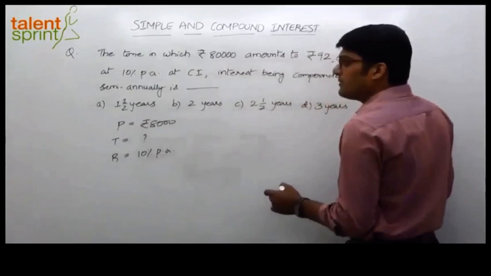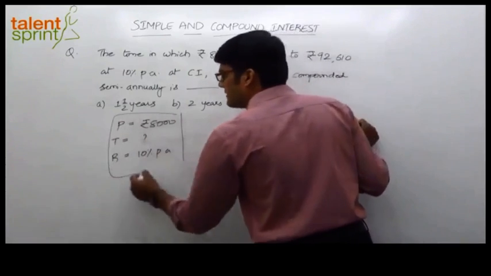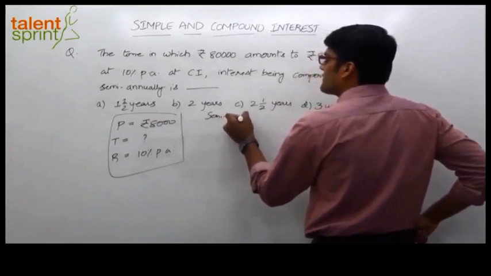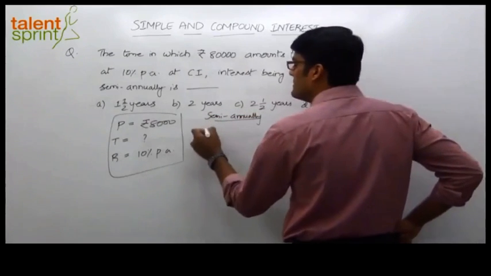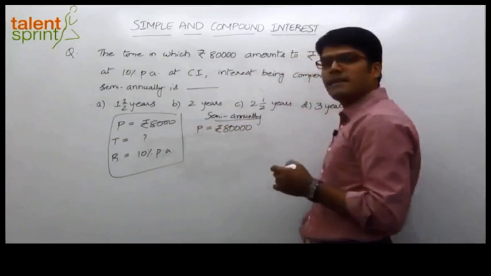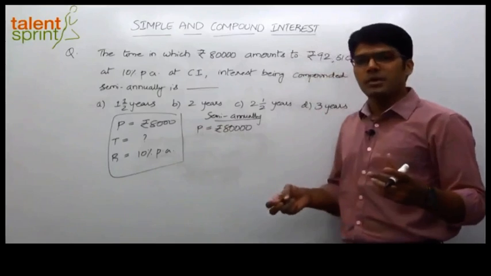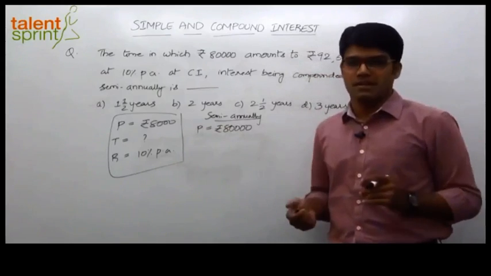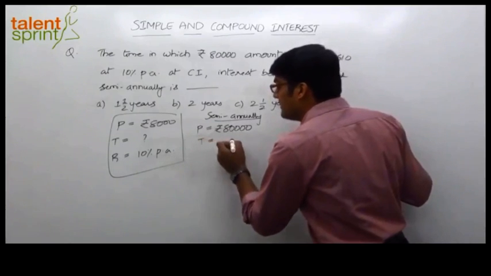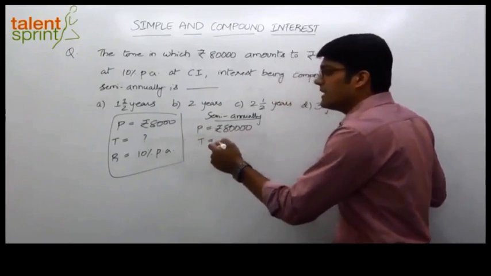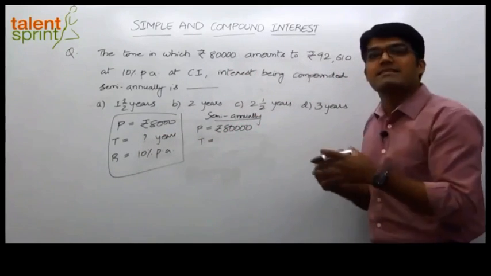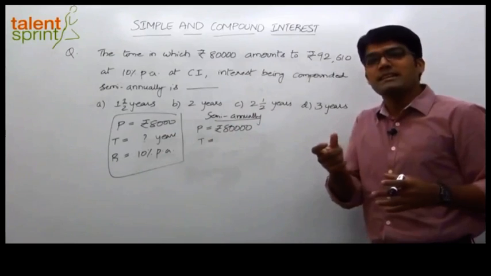Right? Now this is a general case. These are the given values. But since it is semi-annually, the values would change. What happens? Semi-annually means what? Principal remains 80,000. The principal will not get affected. Whether it is half-yearly compounding or quarterly compounding or yearly compounding, the amount that you have borrowed remains the same. It will be 80,000. Time we need to be careful. Generally we say time is in years, but here time will be in half years. You understand? Each period here is 6 months.